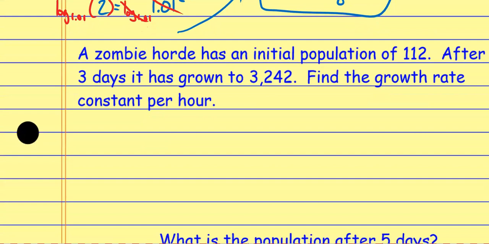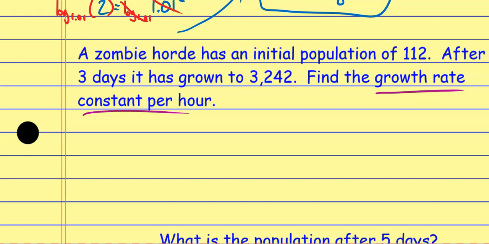If I take a look at this one, it says a zombie horde has an initial population of 112. After 3 days, it's grown to 3,242. And yeah, I'm using something silly like zombies here, but you could do this with any kind of population that you want to measure. This is what somebody in the field of biology might do if they're studying a certain species and its growth patterns. They would measure the population, wait a certain amount of time, measure the population again. And that's going to show them how quickly this thing is growing.